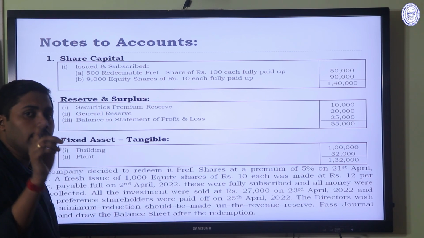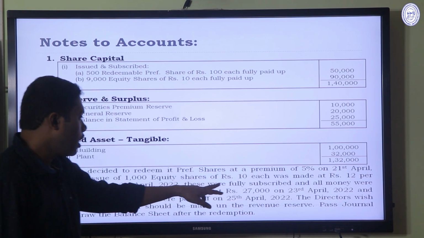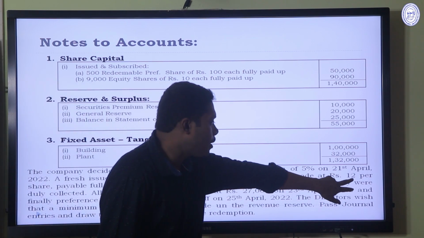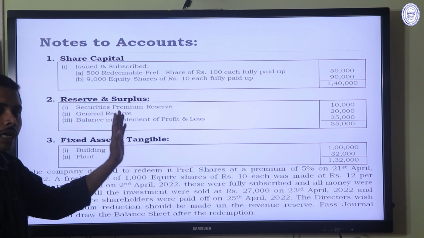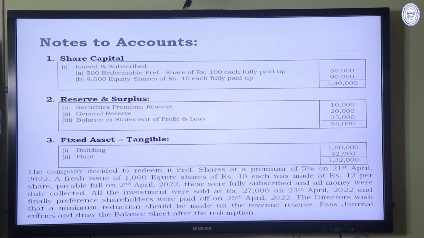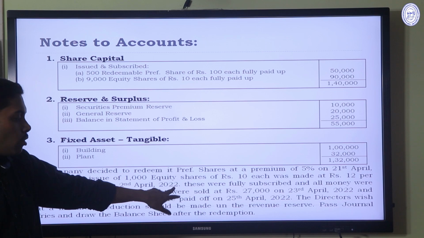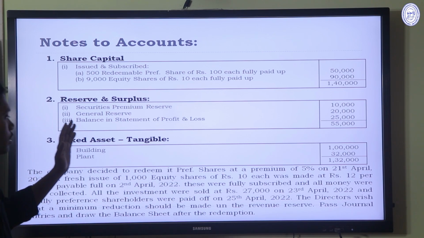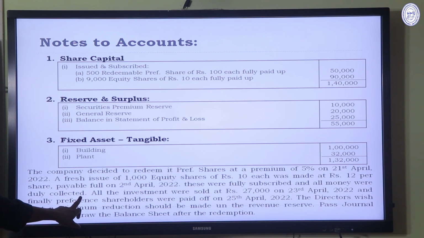I think it is clear to you all. And at the time of issue of share, the company is issuing it at a premium of rupees 2, because a share of rupees 10 will be issued at 12 per share. So, 2 rupees is your premium, and it is payable in full on 2nd April 2022. Okay. These shares were fully subscribed and all money was duly collected.